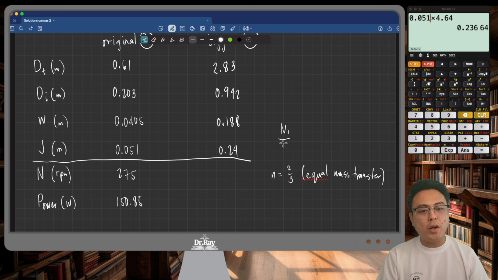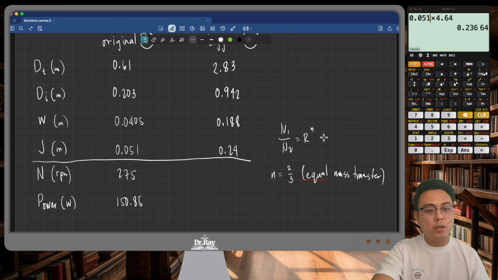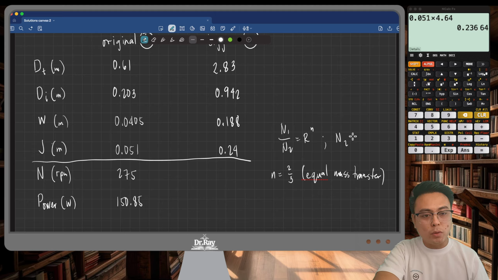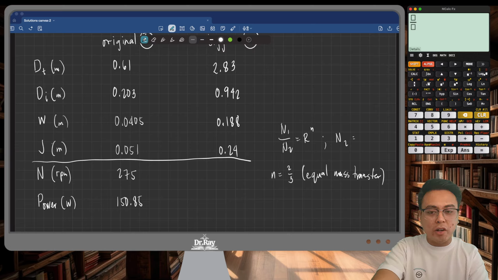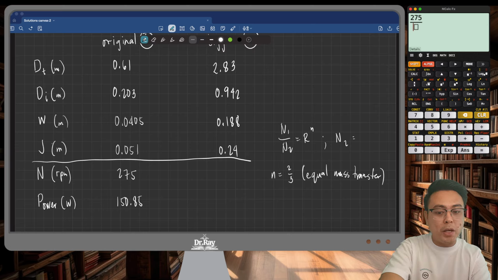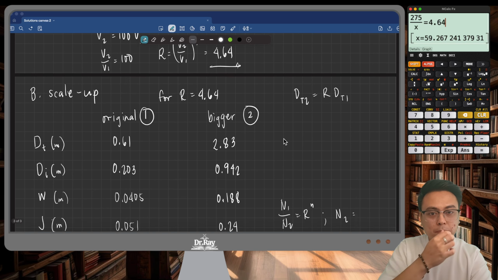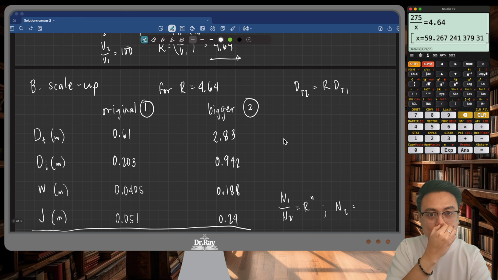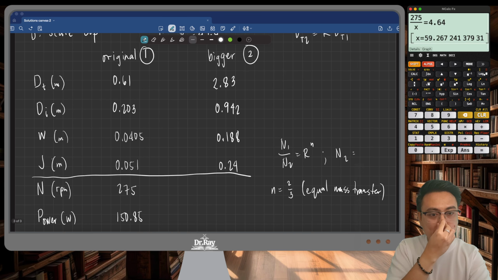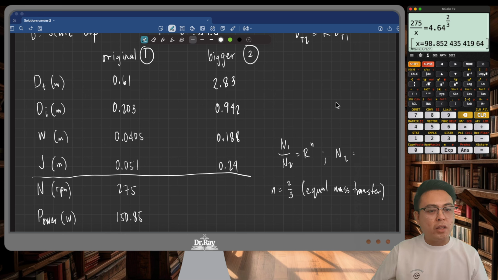So it's N1 over N2 equals R raised to n. Therefore, we can get N2. You can do this by shift solve, or you can rearrange this one. N1 is 275 RPM. We're looking for N2. That's equal to R, which is 4.64, raised to n, which is 2/3. I'm getting 98.85 RPM, or 98.9 RPM.